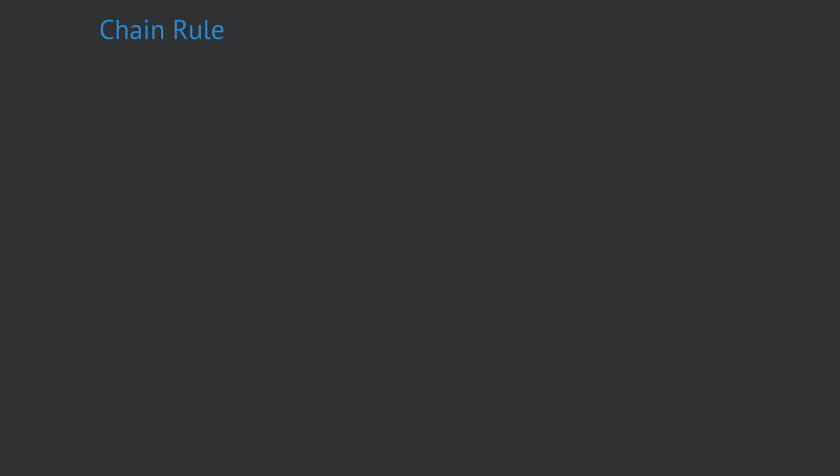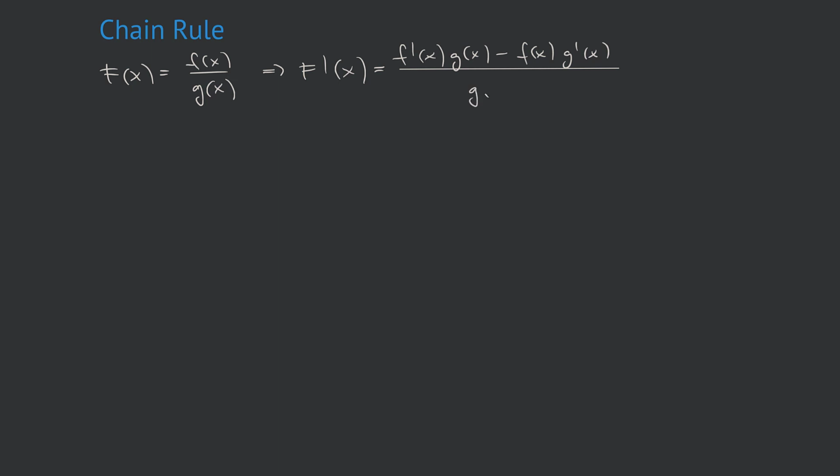I want to finish this video with the last example, which is an application of the chain rule in order to prove the quotient rule. Remember that the quotient rule is the following. If I have a function capital F of x, which is defined as the quotient of two functions f of x divided by g of x, then we know that the derivative of capital F of x equals f prime of x times g of x minus f of x times g prime of x, divided by g of x squared. That is the quotient rule.